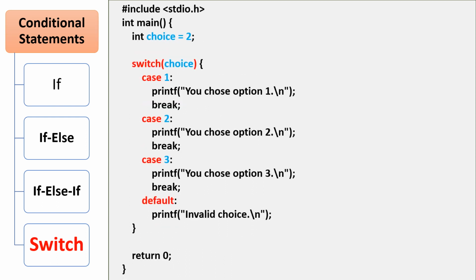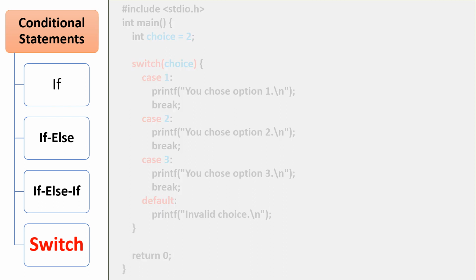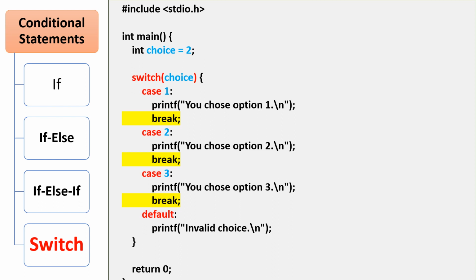Here is another example. Here in this example, we are using the break statement. This break statement breaks or terminates the switch. After the respective block of code is executed, the control goes to the end of the switch. Otherwise, if no break statement is used, then all the consecutive statements till the default case will be executed in a sequence.